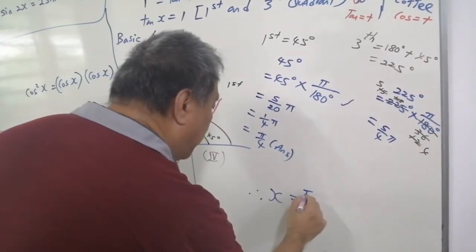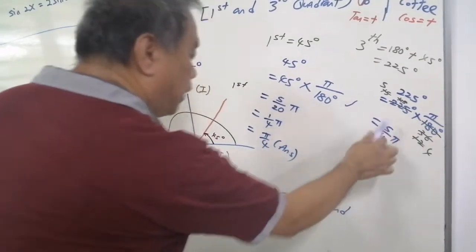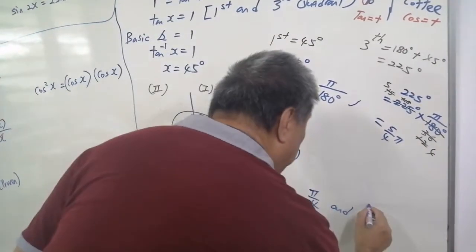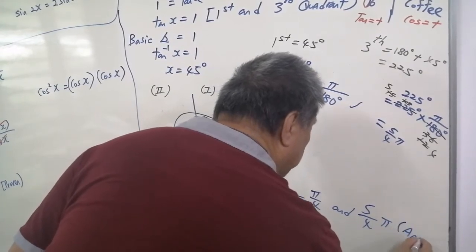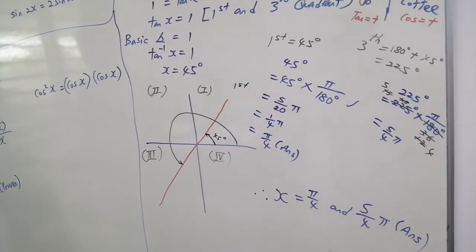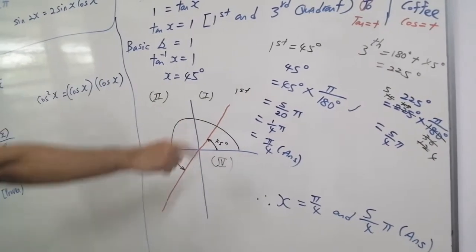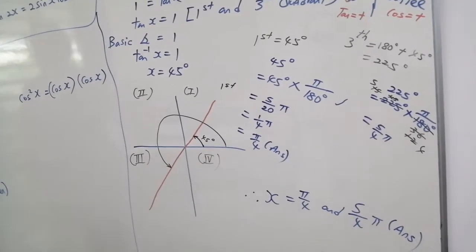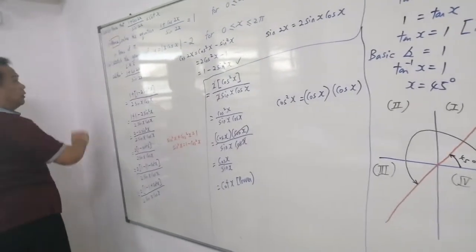5 over 4 pi and 5 over 4 pi. This is my answer. So I don't want to check for you. If you want to check, very easy, just punch the calculator only. So I directly go to solve for part B.